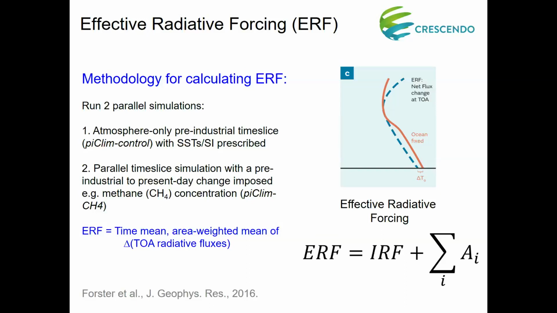So we run both of these simulations for 30 years or so. They share the same sea surface temperatures and sea ice. So there's no temperature response or adjustment over the oceans. We diagnose the difference in the top of atmosphere radiative fluxes between those two simulations. And the effective radiative forcing is the time mean, area weighted mean of those differences.